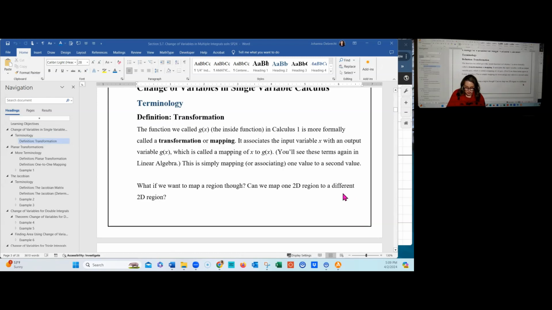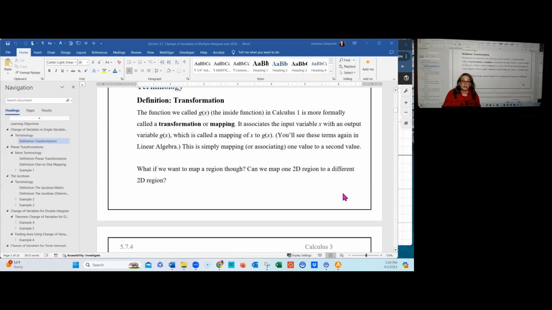So let's start with the terminology. The first thing we want to define is the transformation itself. We typically will use an uppercase letter T to associate a transformation that takes one region into a new region. Now, this can also be called a mapping, and you'll hear more about this if you take linear algebra. So basically, it associates some input with some output.